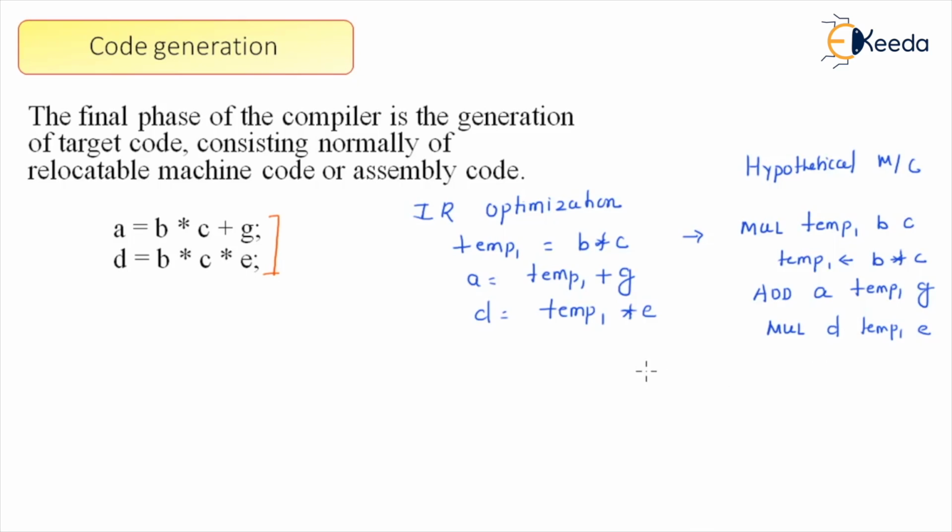If we have a machine that supports GPRs, general purpose registers, then it will look like this: multiply R1, B and C, and then add A, R1, G, with these commas, and then multiply D, R1, and E. So if you are using GPRs, then it will look like this.